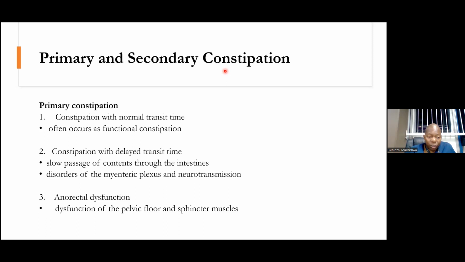This is often due to disorders of the myenteric plexus, as I highlighted on my slides earlier, and also sometimes to neurotransmission. The third type of primary constipation is anorectal dysfunction, which is usually dysfunction of the pelvic floor and the sphincter muscle. We're going to look later on, when we look at constipation, at the anatomy of this pelvic floor.